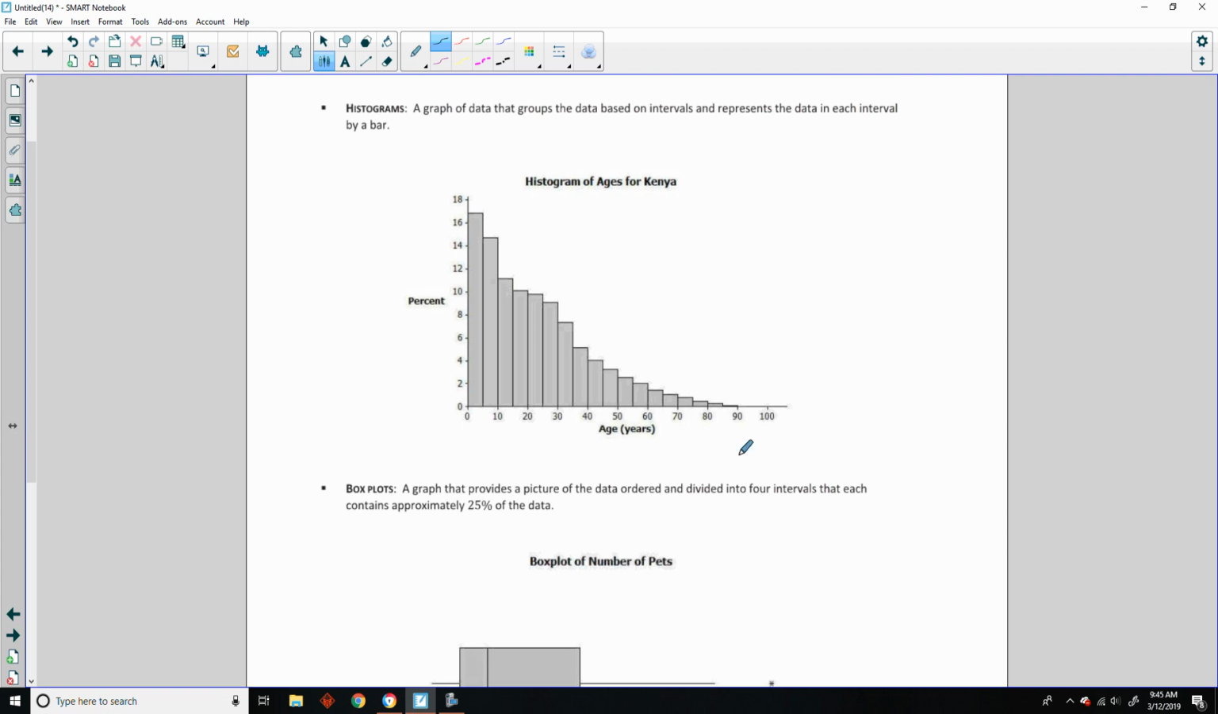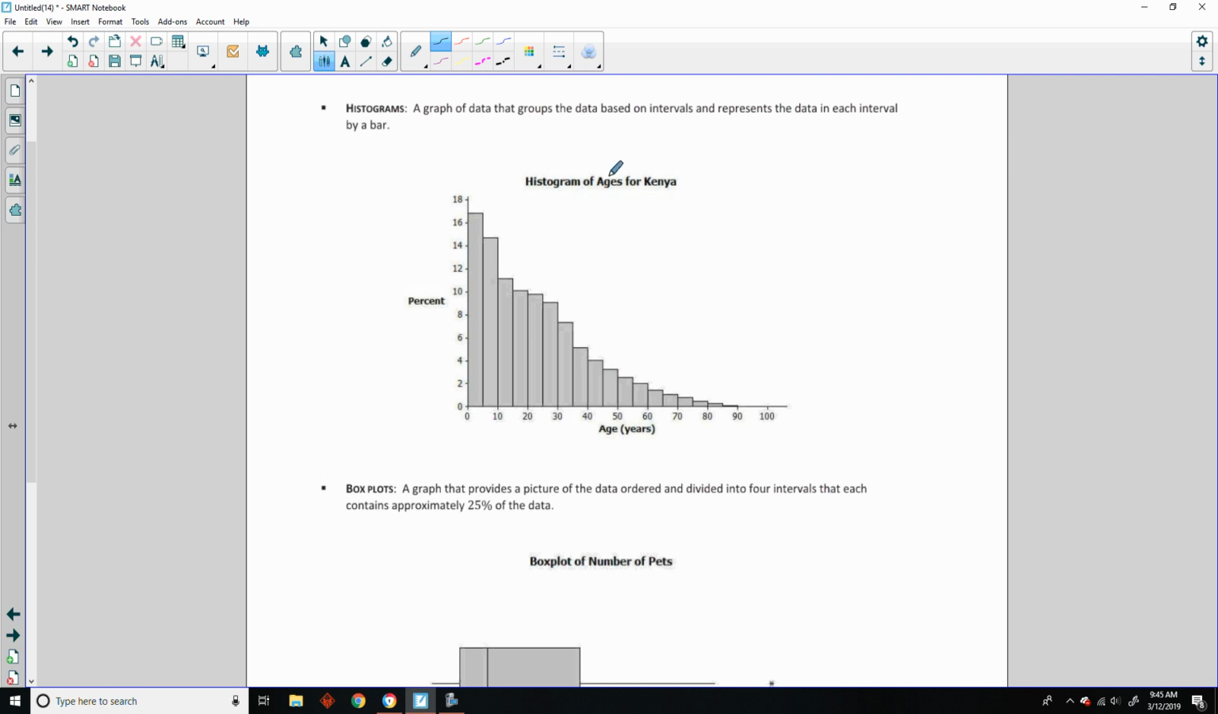The next kind of graph is a histogram. It is a graph of data that groups the data based on individuals and represents the data in each interval by bars. Now the difference between a histogram and a bar graph is a histogram does not have any space between two bars that are next to each other, where a bar graph can show spaces between each bar. The only time we would have a space between two bars in a histogram is if we had zero data in that range.